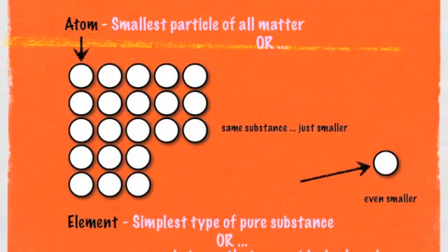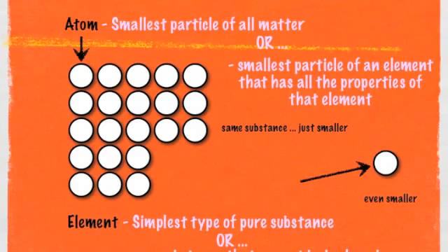Another way in which you can define an atom is that it is the smallest particle of an element that has all the properties of that element, all the physical and chemical properties. That one small atom on the right has all the same properties as the rest of the element over on the left side of the screen. So an atom is the smallest particle of all matter. It can also be defined as the smallest particle of an element that has all the properties of that element. That phrase, that has all the properties of that element, is a key phrase there.